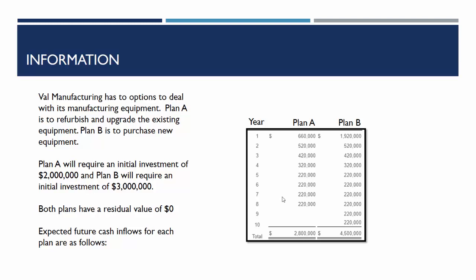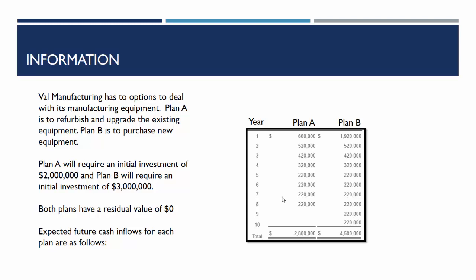Both plans have a residual value of 0, so this equipment, no matter if we refurbish what we have or buy new equipment, is going to be useless to us at the end of the plan's life. And we have the irregular cash inflows for each plan listed in the chart on the side.